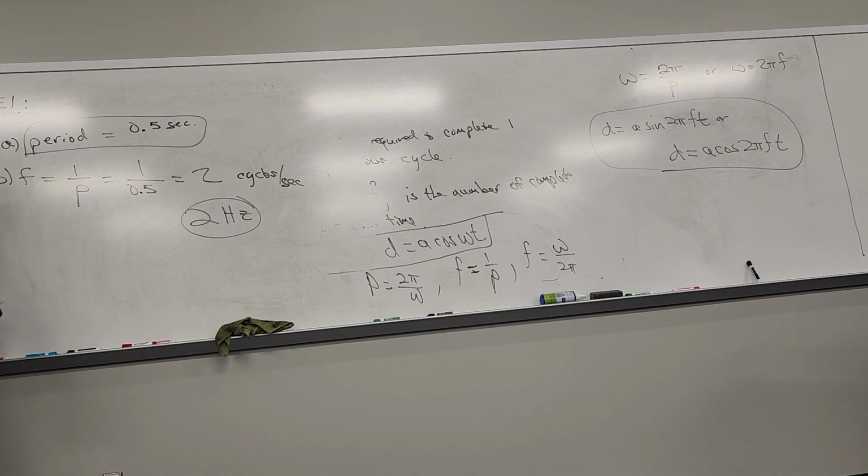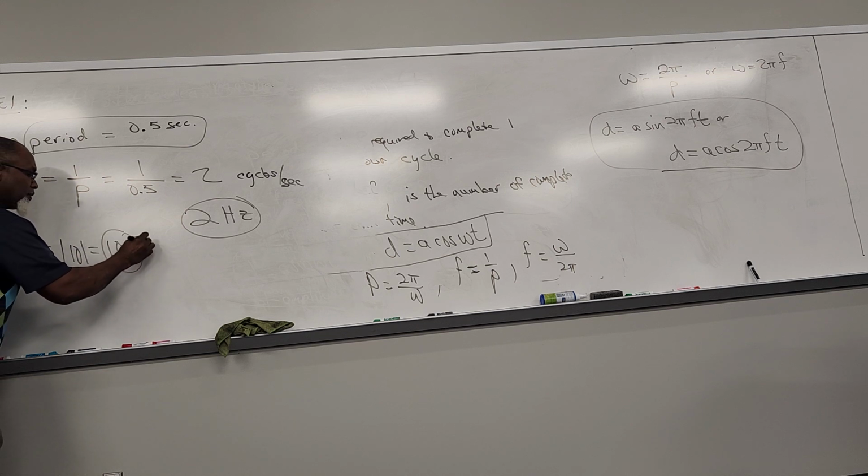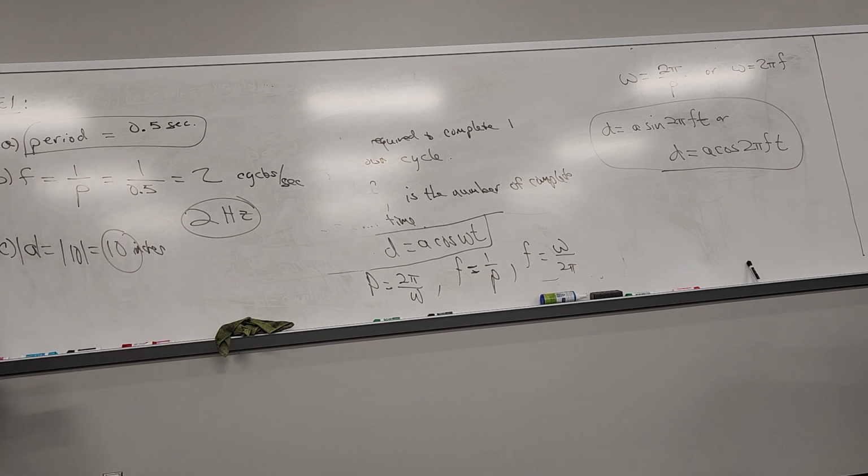C says, what's the amplitude? C says the amplitude, little a. Well, they told us that the block was originally compressed to 10 inches upward. So the amplitude is actually the absolute value of A. I should have absolute values there. But that's the absolute value of 10, which is 10 inches. That's the amplitude.